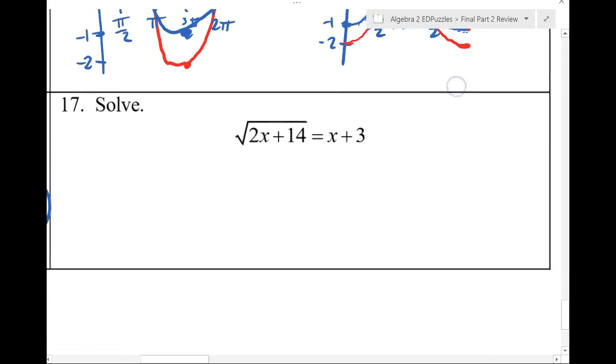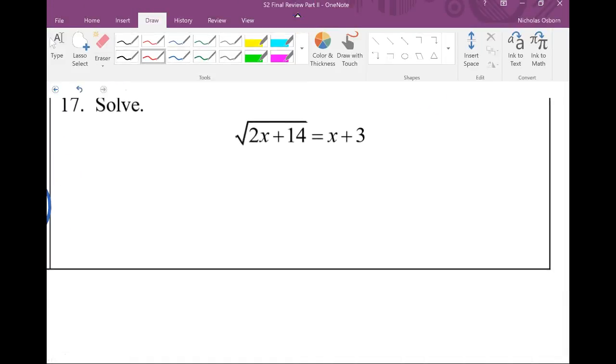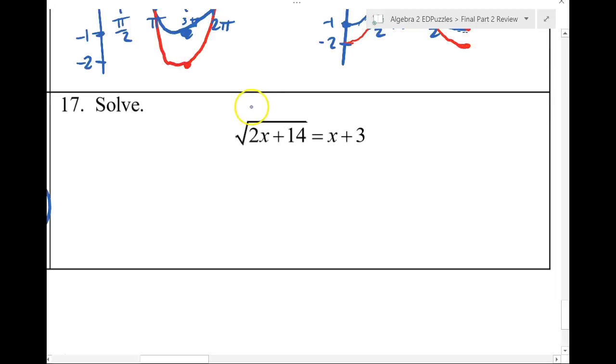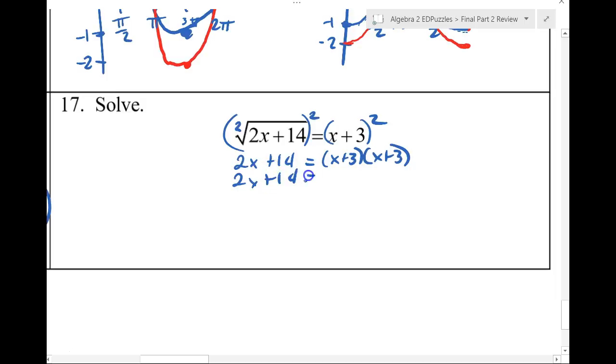Alright, so now this one, solve. Just like that last radical problem we had where we had to solve, again, you want to pay attention to what's the index here. Well, again, if there's no index written, you know it's 2. So that means we're going to raise both sides to the power of 2. Now the radical goes away on this side. And this x plus 3 squared means x plus 3 multiplied twice. So let's do the math here.